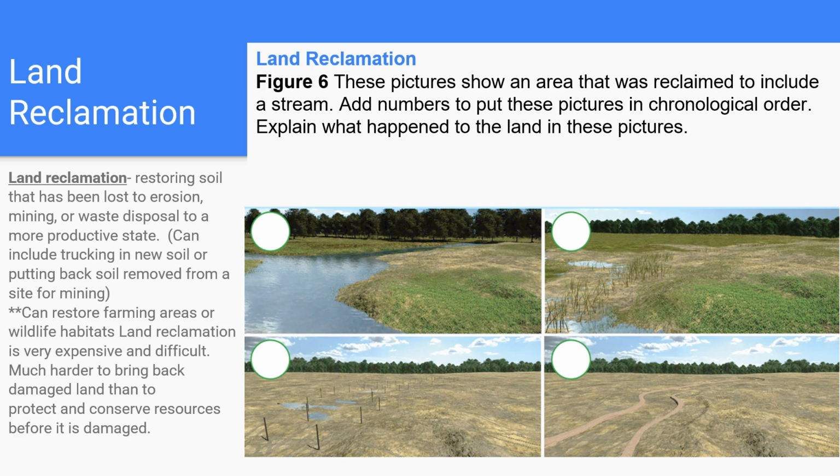Here we have Figure 6. These pictures show an area that was reclaimed to include a stream. Add numbers to these pictures in chronological order. Explain what happened to the land in these pictures.